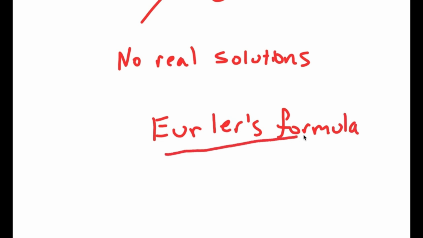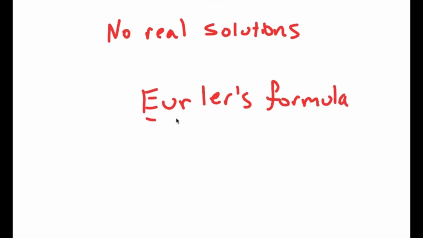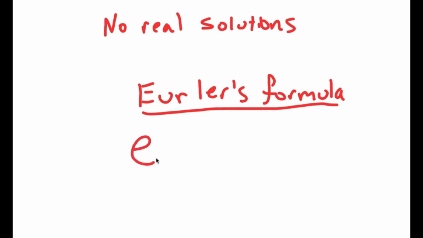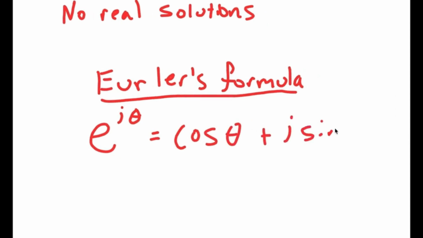And if you guys don't know what this is, it states that if I have something in the form e to the power of i times theta, this is equal to cos of theta plus i times sine of theta. And I know this may seem a little complicated right now, but just bear with me.